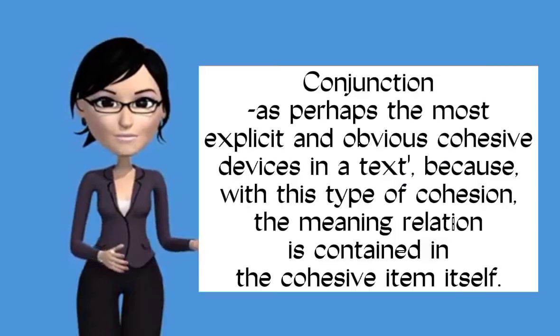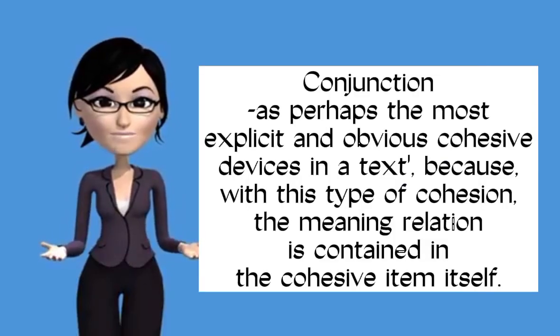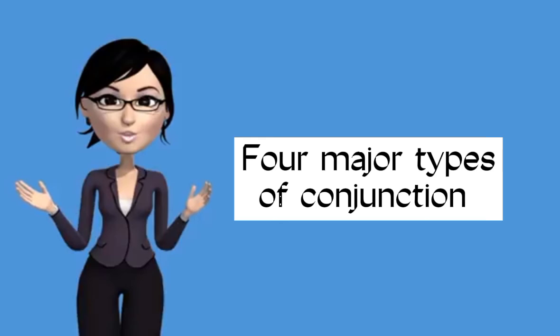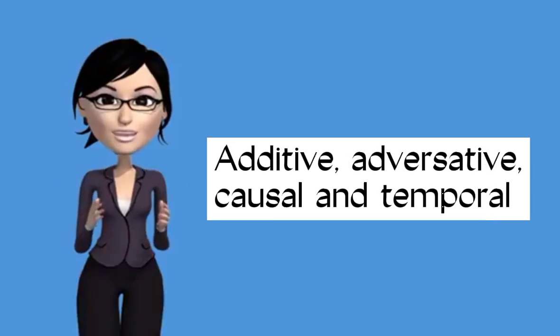And now let's proceed to conjunction. Conjunction is perhaps the most explicit and obvious cohesive device in a text, because, with this type of cohesion, the meaning relation is contained in the cohesive item itself. There are four major types of conjunction: additive, adversative, causal and temporal. Some conjunctions may occur at various places in the clause.